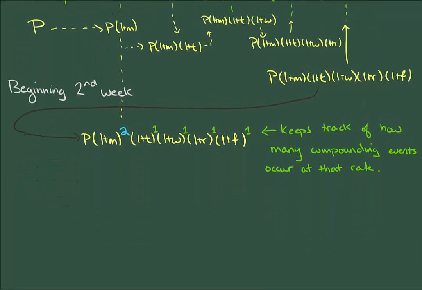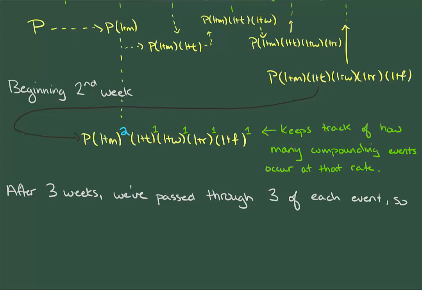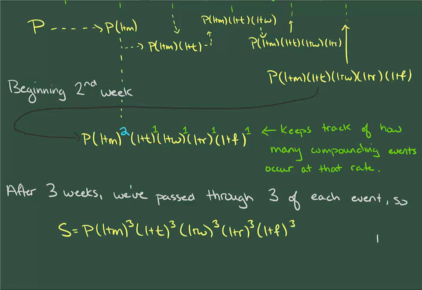So if we continue on into this pattern, we know that after 3 weeks, we've passed through 3 of every single day. So the formula for how much money I should have at the end will have a 3 in the exponent of every single one of these compounding events. And so we can just write it out here. And this is the answer, and that's it. That's all there is to it.